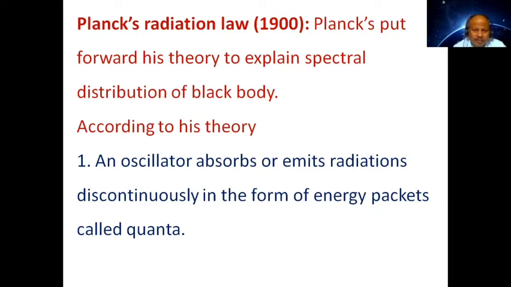Planck put forward his theory to explain the spectral distribution of black body radiation. Already we have seen what is meant by a black body. If a body absorbs all the radiations that fall upon it, it is called a black body. And the radiation emitted by such a body is known as black body radiation.